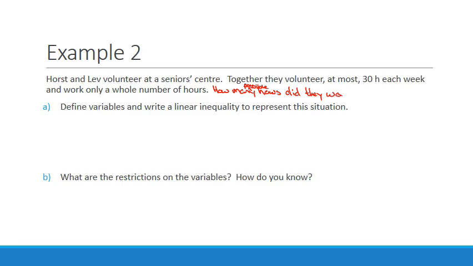So why we really need that question at the end is because that's going to tell you what your variables are going to be. So we're going to really look for how many hours each of these people worked. So I can say X is going to be, doesn't really matter, but I'll say Horst's hours. And Y is going to be Lev's hours.